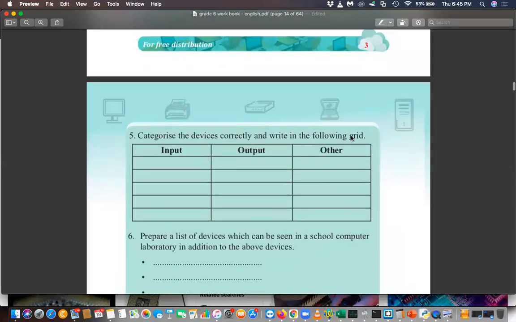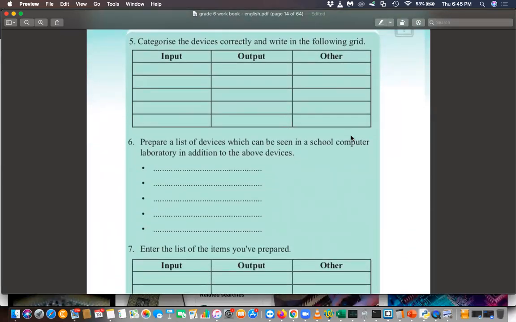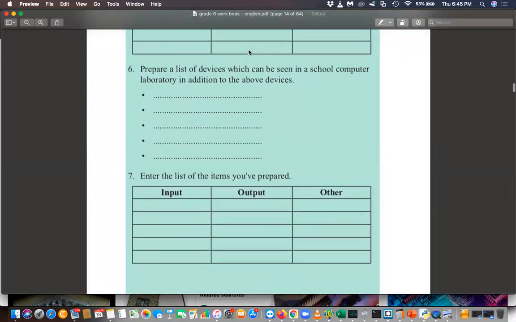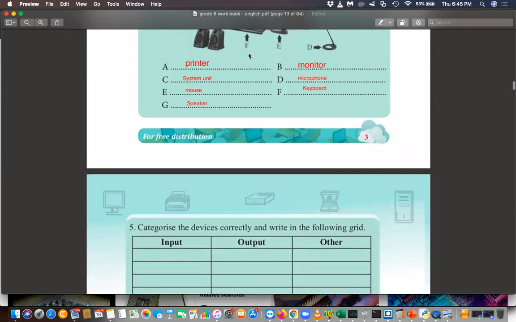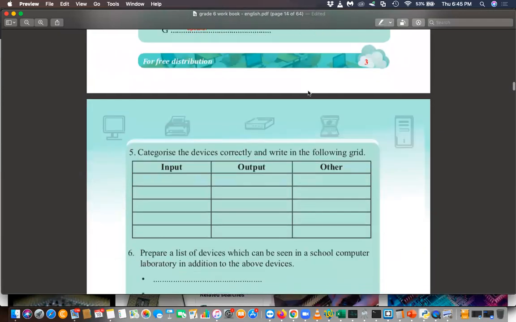Right, our next question is question number 5. Categorize the devices correctly and write in the following grid. So you have some devices given. Then you are asked to categorize these and write these devices in the correct box. So whatever these devices are, you can categorize.